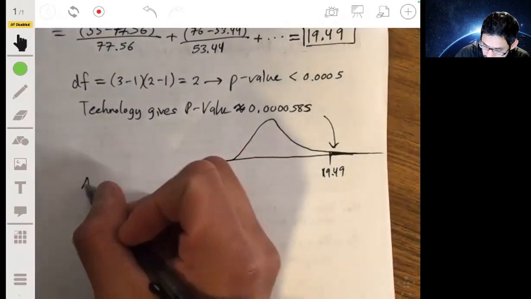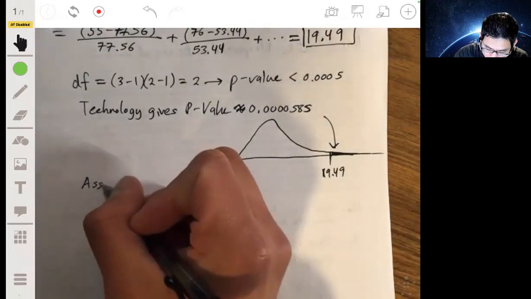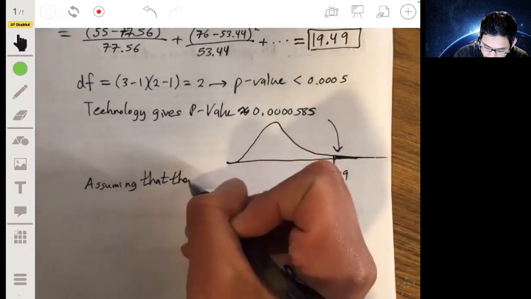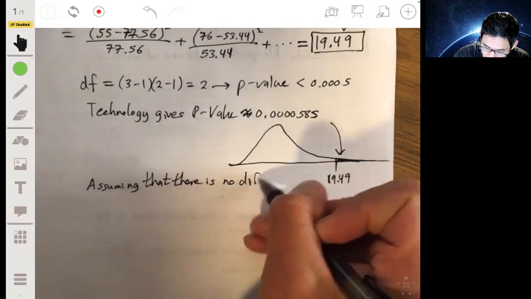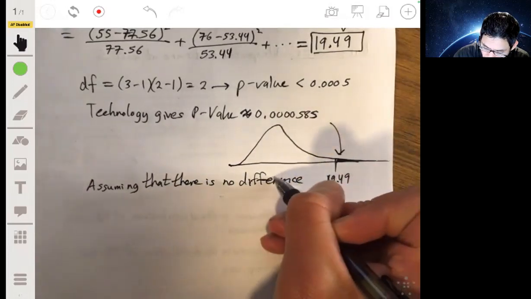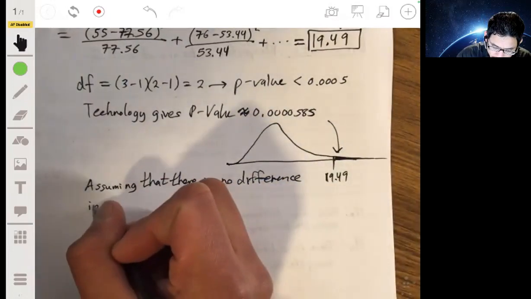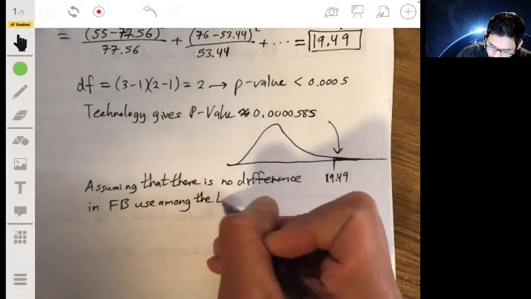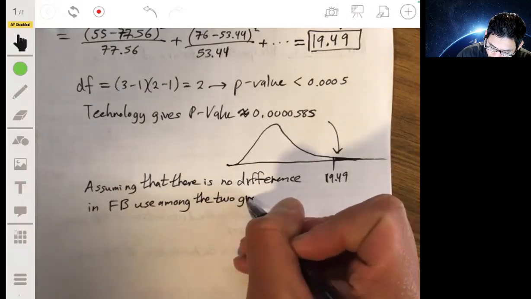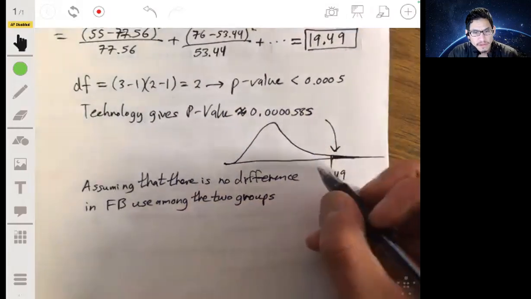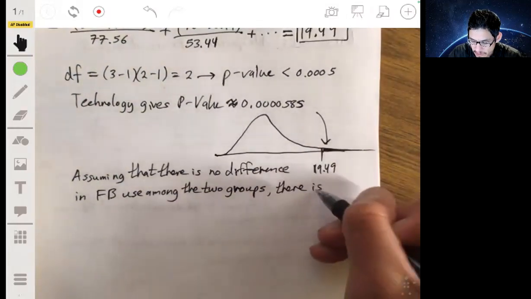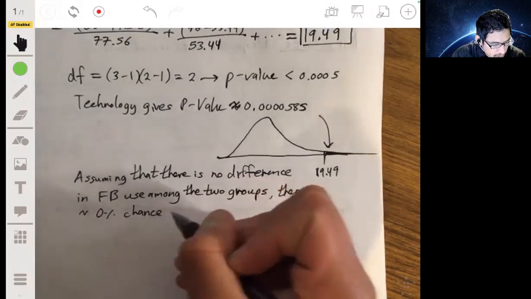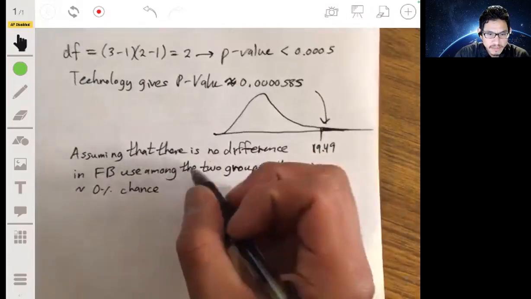So let's write that. Assuming that there is no difference in Facebook use among the two groups, there's about a 0% chance, essentially. There is about a 0% chance that we would get a difference this great or greater by luck alone.